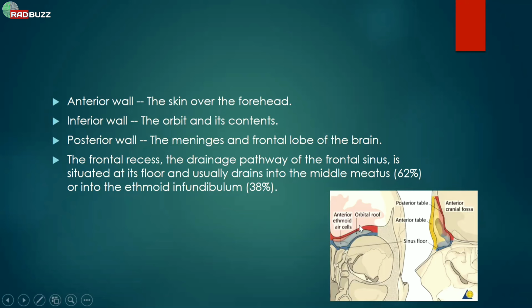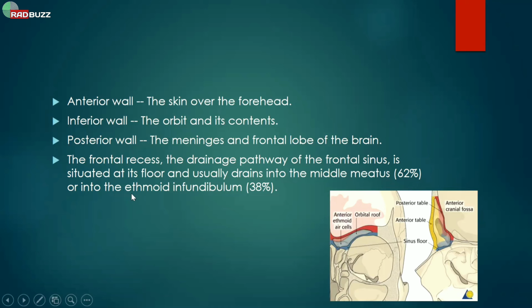zygoma starts. So here somewhere, this pinkish thing is the frontal sinus. Here it lies. So floor of this is formed by half by the roof of the orbit. So these are ethmoids, so that will be just draining area of it. So frontal recess, where it is, that's this one.